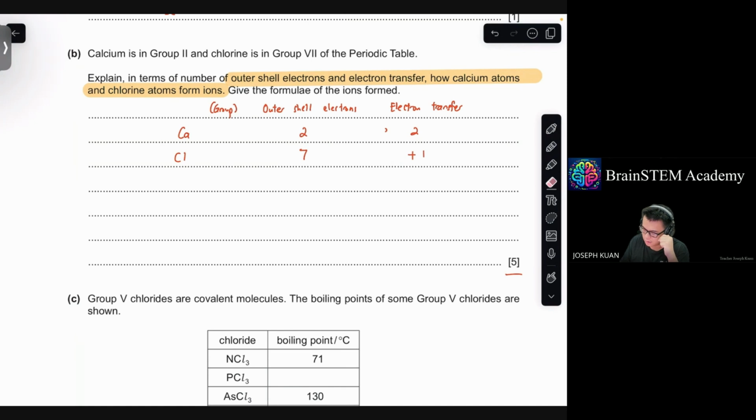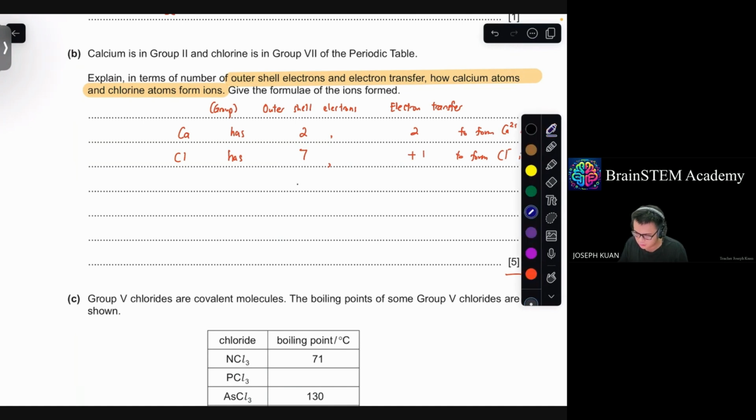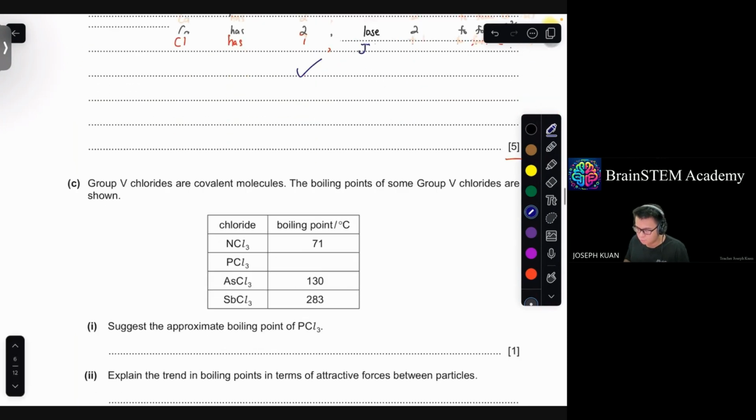So you just mentioned calcium has 2 outer shell electrons. It will transfer 2 electrons to form Ca2+ ions. Then chlorine has 7 outer shell electrons. It has to receive 1 electron to form chloride ions. Right, so the first mark is awarded by having the correct number of outer shell electrons. The second mark is calcium has to lose electrons, and then chlorine has to gain electrons. Right, and then the final outcome, which is the name of the ions. So in total, there will be 5 marks. Moving on to the next question.